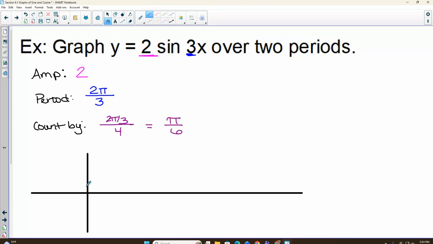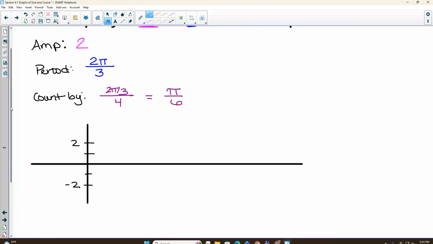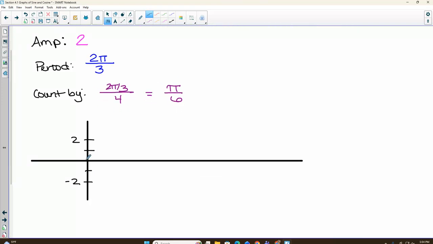So my amplitude is 2. That means my highest point will be at +2. My lowest point will be at -2. So I put those on my y-axis. I'm counting by pi over 6, so I start at 0.